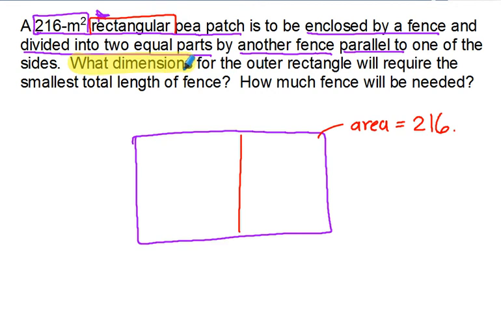What dimensions for that outer rectangle will require the smallest minimum total length of fence? And in particular, how much fence will be needed? All right, so I can see that this is indeed an optimization situation when we want the optimal length of the fence. If I'm paying for that fence, I'd like to pay as little as possible. I've got this p-patch that needs fencing. It's got a particular area, and I just want to minimize the amount of fence required to enclose it.